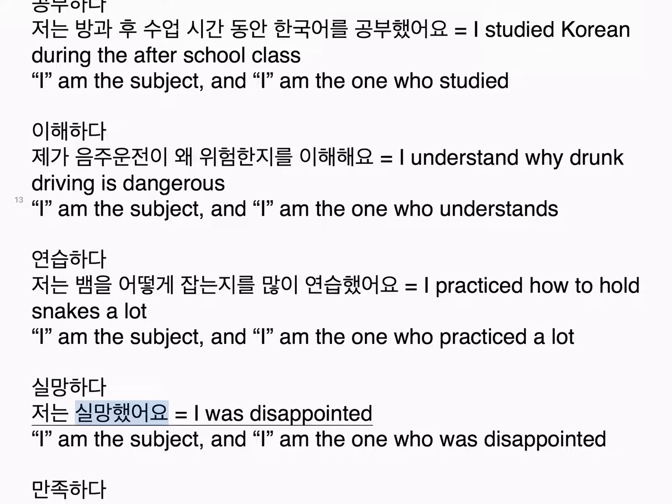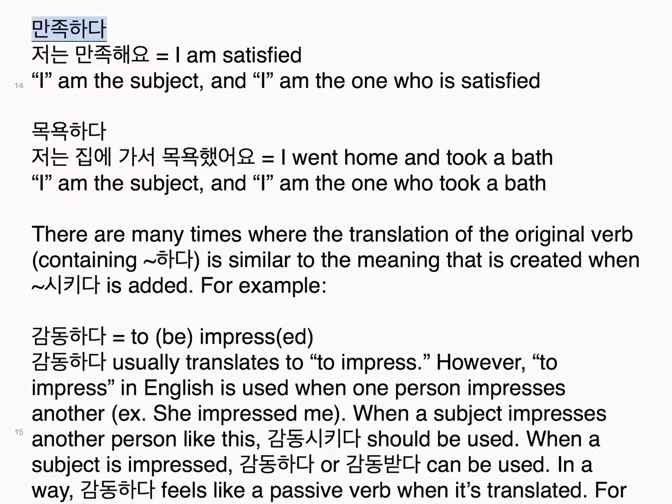실망하다. 저는 실망했어요. I was disappointed. I am the subject, and I am the one who was disappointed. 만족하다. 저는 만족해요. I am satisfied. I am the subject, and I am the one who is satisfied. 목욕하다. 저는 집에 가서 목욕했어요. I went home and took a bath. I am the subject, and I am the one who took a bath.